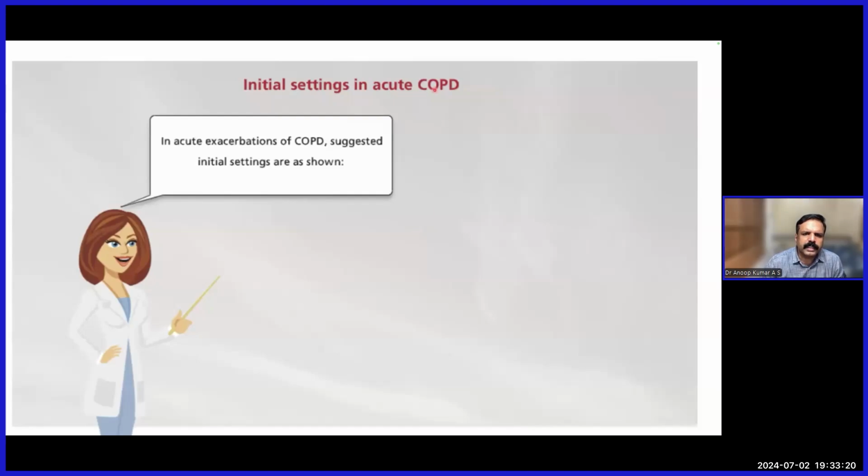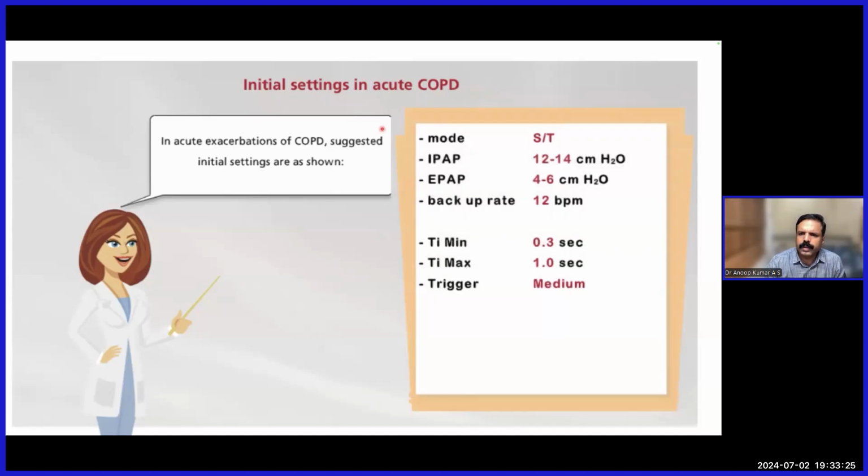So in acute exacerbation of COPD, what are the settings we are going to use? One thing I've already told, you can go with an ST mode. IPAP, you can go to 12 to 14. EPAP, you can do from 4 to 6, but don't go below 4 or 5 because of the chances of carbon dioxide retention. Don't keep a higher backup rate. You keep a backup rate of 12. TI minimum and maximum, you can keep on the lower side. Roughly, you can keep TI minimum at 0.3 seconds, TI maximum at 0.8 to 1 second. And the trigger, you can keep it medium.